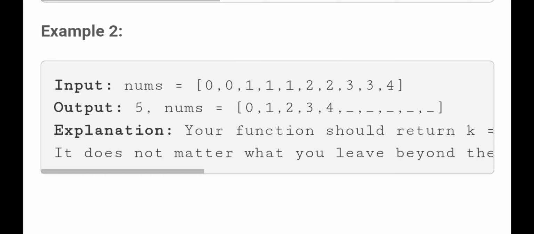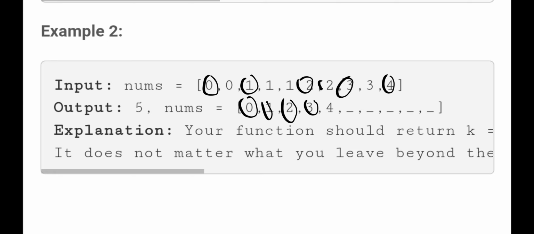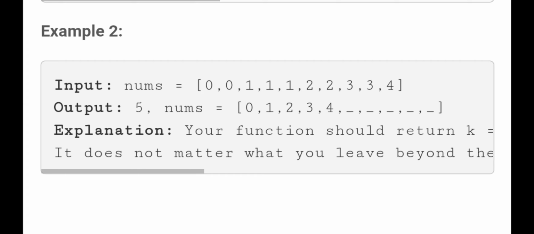So if we remove the duplicates and shift the values, what we will have is 0 here, then 1, then 2, then 3, then 4, and the rest can be left blank, or whatever the number is, it does not matter. What we have to return is the index we reached by removing the duplicate elements. For example, if it is k here, 0 1 2 3 4, the output should be 5 because there are 5 unique elements. That's what we have to return.